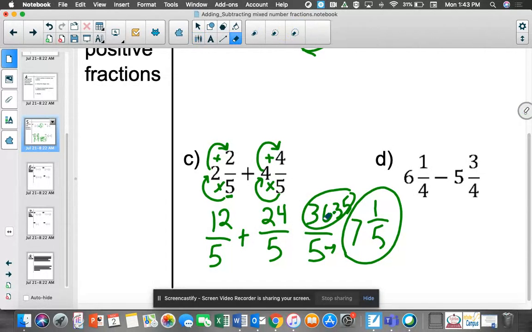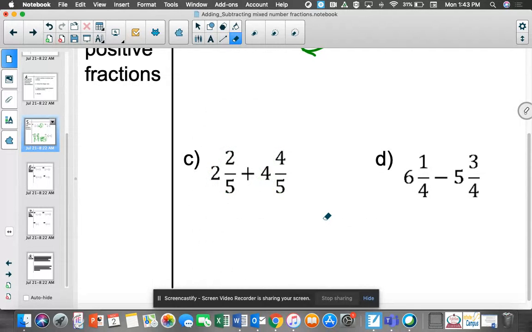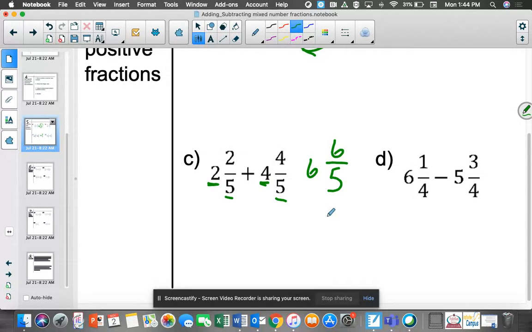An easier way to do this, well, it all depends, but this is another way. So you could just start with the 2 and the 4, and you know that's 6. Then we take 2/5 plus 4/5. We get 2 plus 4 is 6. We just take the denominator and move it over because they're the same. We have 6 and 6/5, but we know 6/5 is an improper fraction.